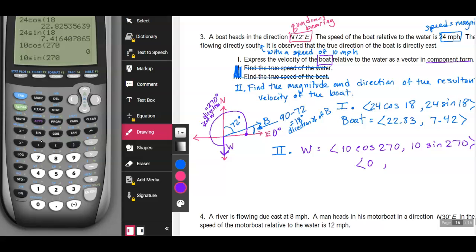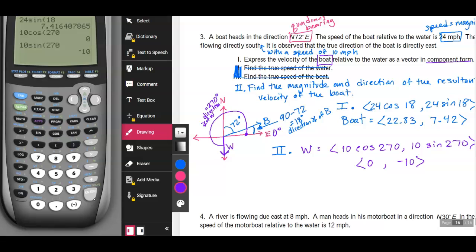Remember, magnitude is speed, right? So if this thing has a magnitude of 10, a size of 10, yes, Abby, but we're going in the negative direction of y. Negative 10. Yeah, negative 10. Does everyone see where we could have gotten that from?